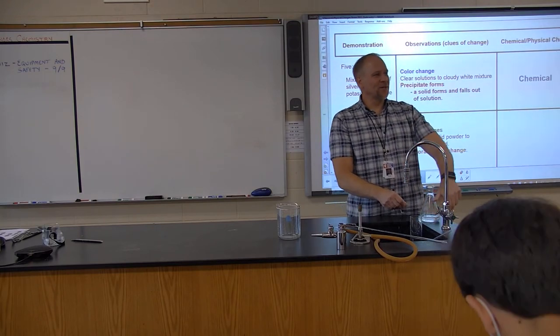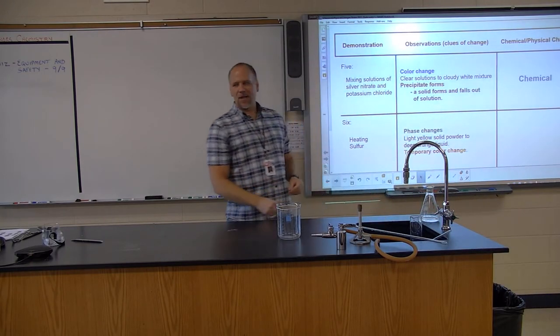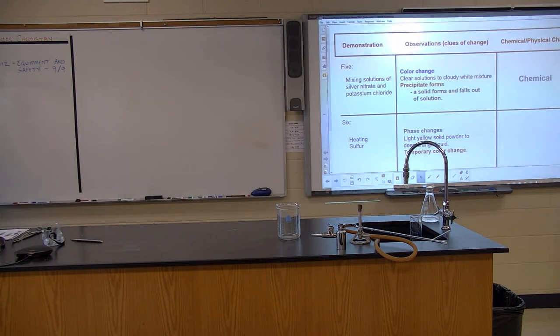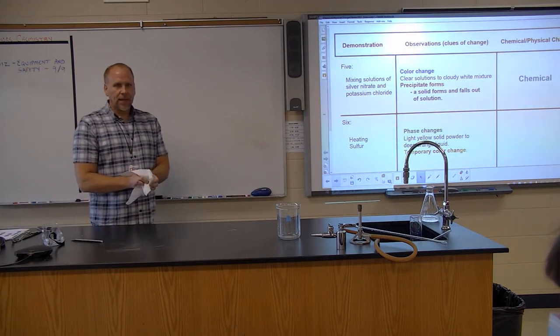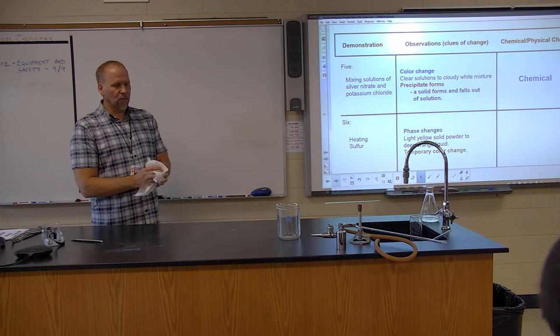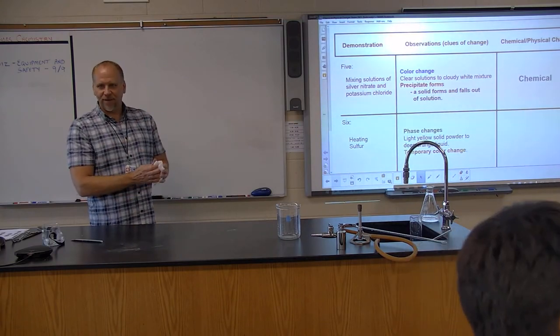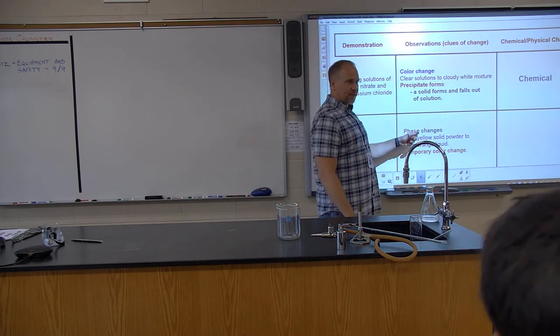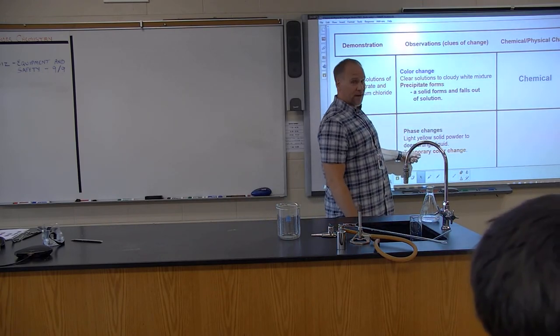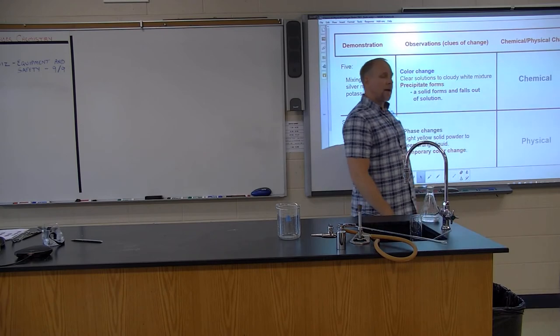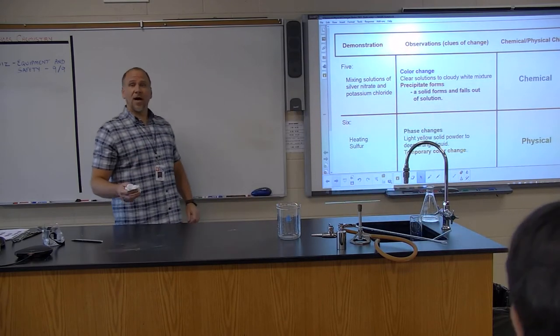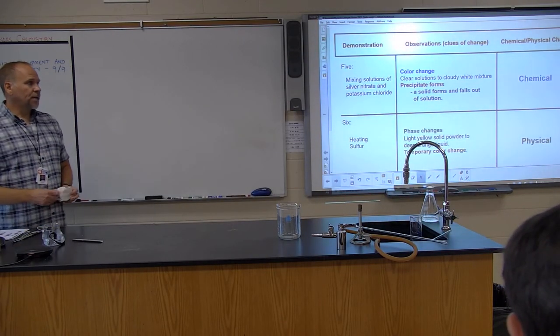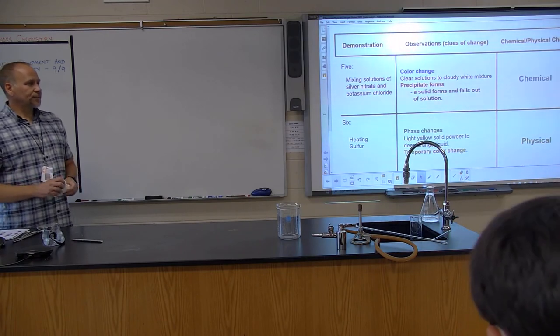But now it's gone back to a solid again. It's got that yellow color to it. And if I was to take it and put it in a pestle and mortar and grind it up, we could grind that back up to a yellow powder, and it would be back to what we originally started with, except for that little bit that we burnt, and I peeled that part off. So, phase changes, temporary color change, actually are more an indication of a physical change than it is a chemical change.